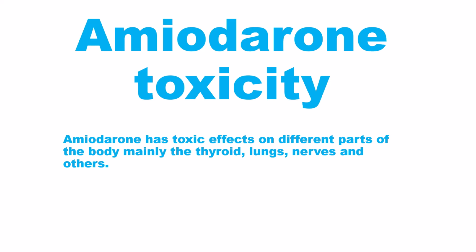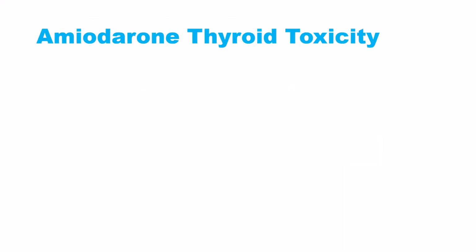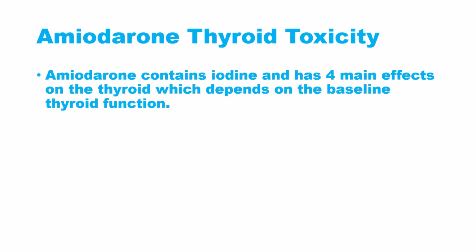Amiodarone has lots of toxic effects on different parts of the body. Mainly, it's toxic to the thyroid, the lungs, nerves, and others. First, let's see amiodarone thyroid toxicity. Amiodarone contains iodine and has four main effects on the thyroid, which depends on the baseline thyroid function test.